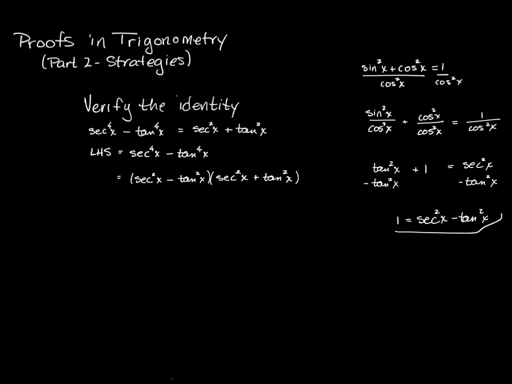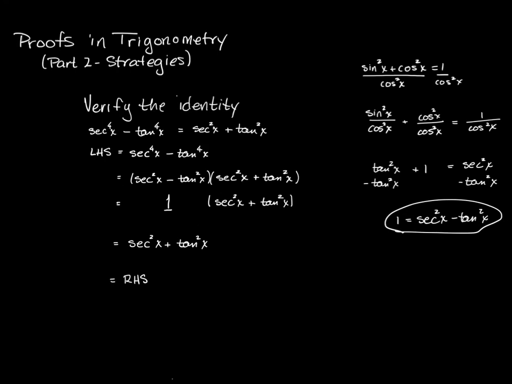That means that I can substitute a 1 in anywhere that I see secant squared of x minus tangent squared of x. And that means this is really just 1 times secant squared of x plus tangent squared of x, which is, of course, secant squared of x plus tangent squared of x. And that's actually what I was looking for. So that equals the right-hand side.